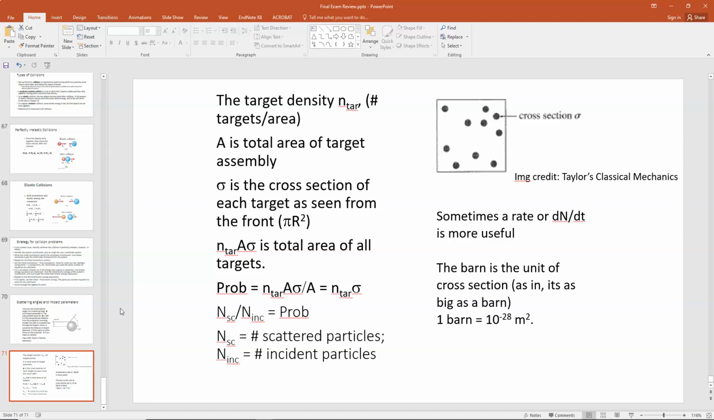Now, you can also measure your probability directly by measuring the number of particles scattered and dividing it by the number of incident particles, N sc divided by N incident, and that equals your probability too. So you can set those two things equal and solve problems with it. Remember that the barn is a unit of cross-section, like it's as big as a barn, and one barn is 10 to the minus 28 square meters, okay? And we did a couple of example problems with this.